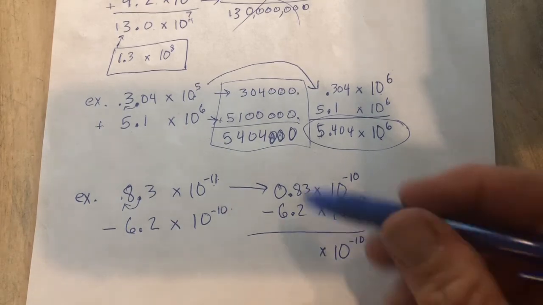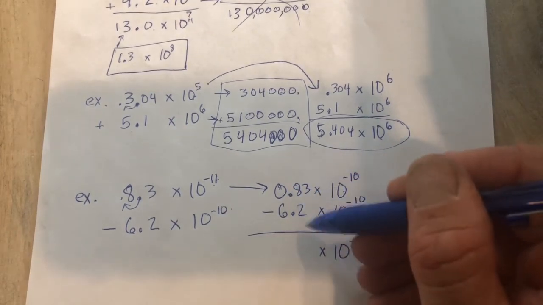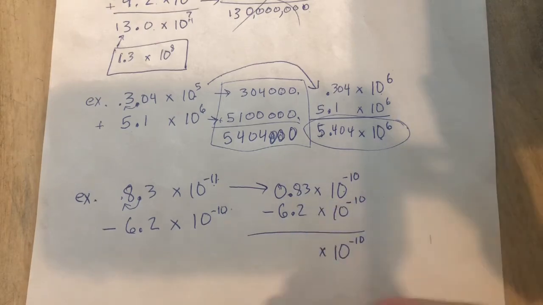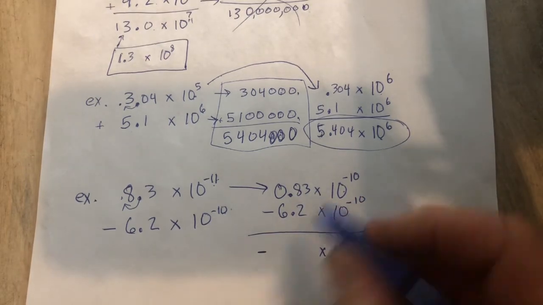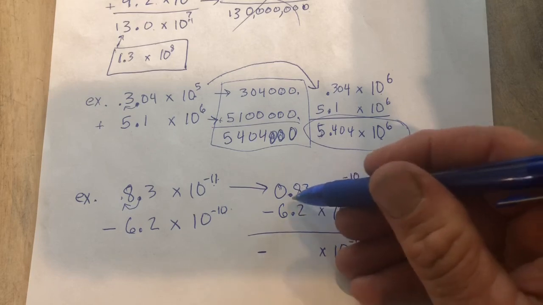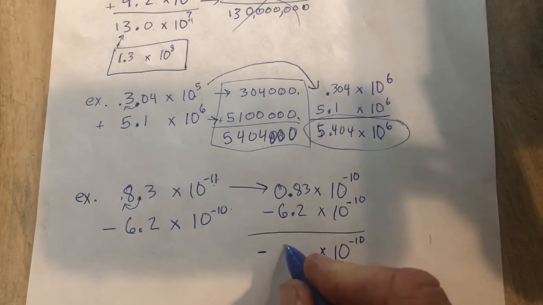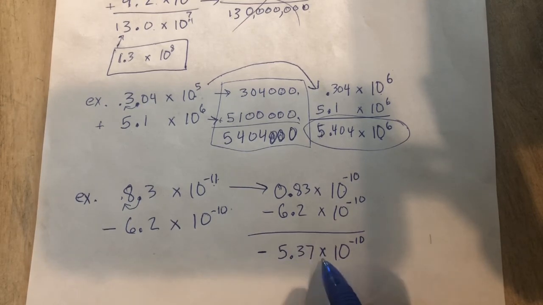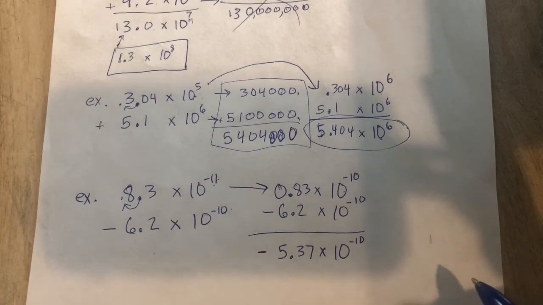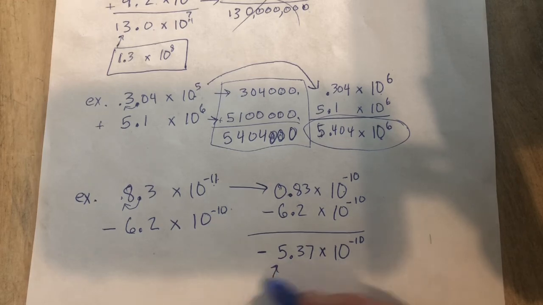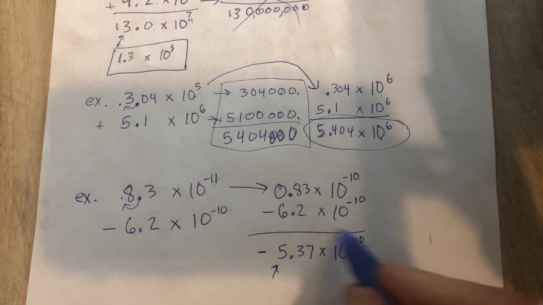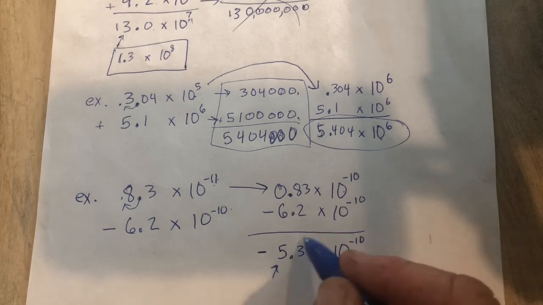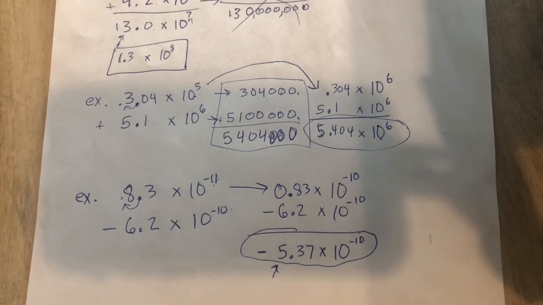And then when we do this one here, it's okay if you get out a calculator to do that. First off, you realize it's going to come out negative, and then you could do 6.2 minus 0.83. It'll end up giving you 5.37. So our number is negative 5.37 times 10 to the negative 10th power, and that is how you add and subtract scientific notation numbers. Always double checking that the answer you give back is still in scientific notation.